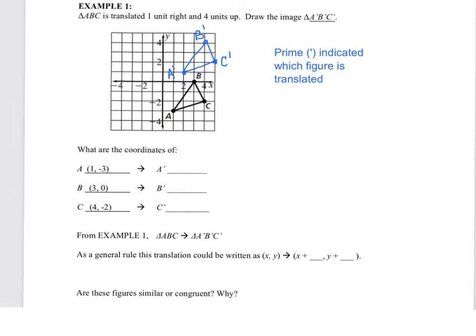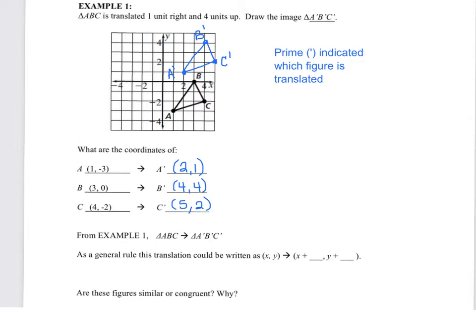If you look here, we started out with A at 1, -3. Our A prime is 2, 1. Next is B. Our B was 3, 0. We translated it, so our B prime is 4, 4. And then C was 4, -2. Our C prime is 5, and up 4 gives 2, so our C prime is 5, 2.